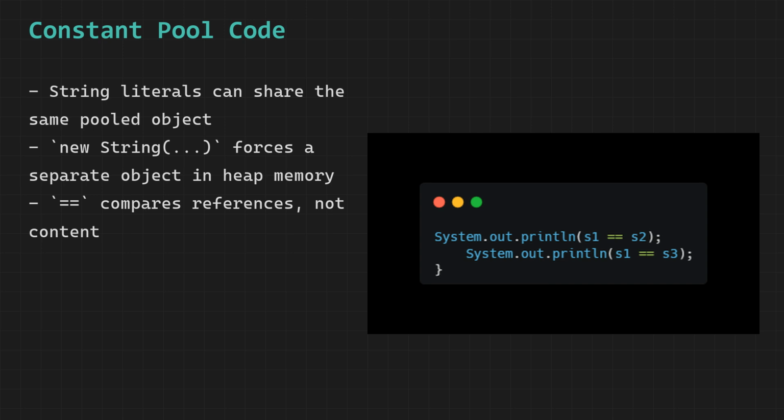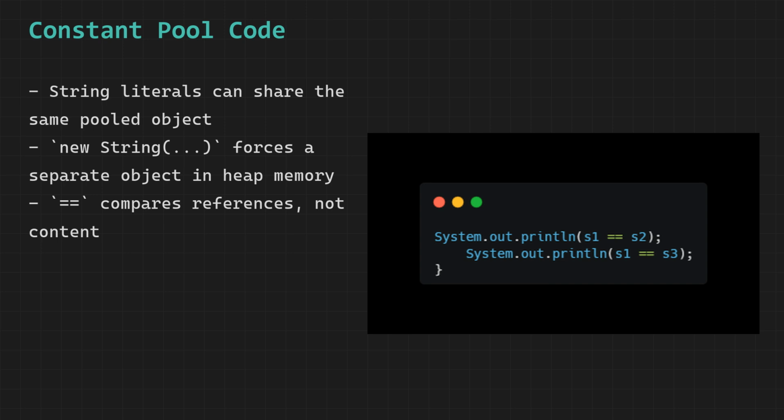When we print S1 double equals S3, the result is false. Even though the text Java is identical, the memory addresses are different. S1 points to the string constant pool and S3 points to a separate object in the heap. The double equals operator sees two different addresses and returns false. The output is true on the first line and false on the second line.